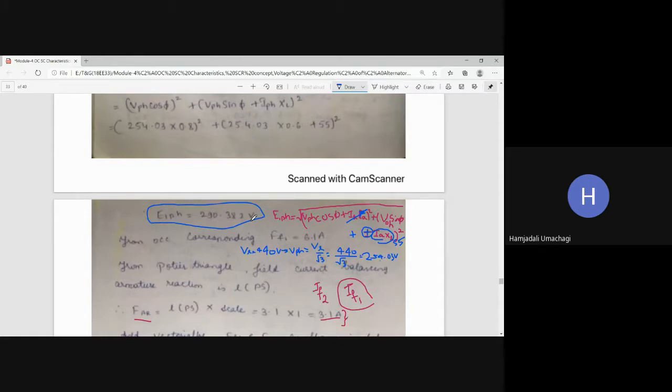Okay. Now, next you write: for E1 pH equal to 290.38 volts, find the corresponding IF1 using OCC, from the graph. So now this is my E1 pH. For this corresponding voltage, check what is the corresponding excitation IF1 using OCC.